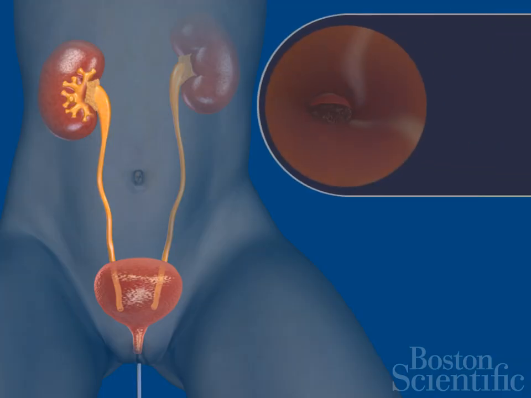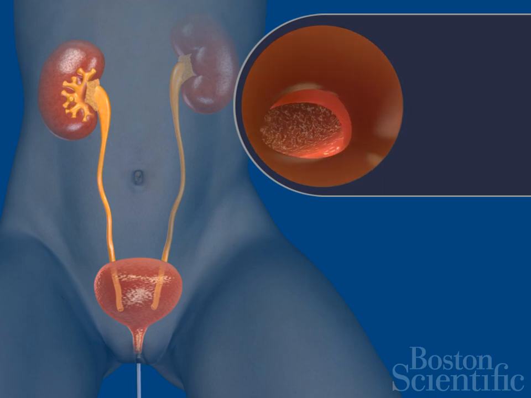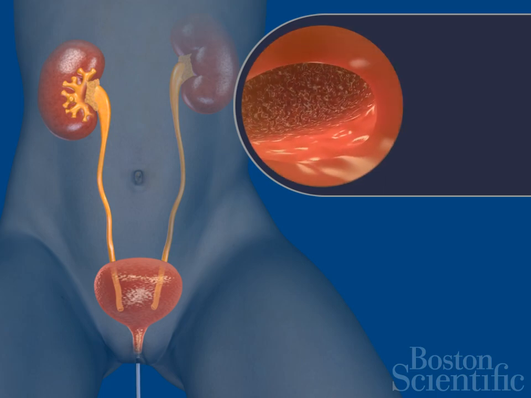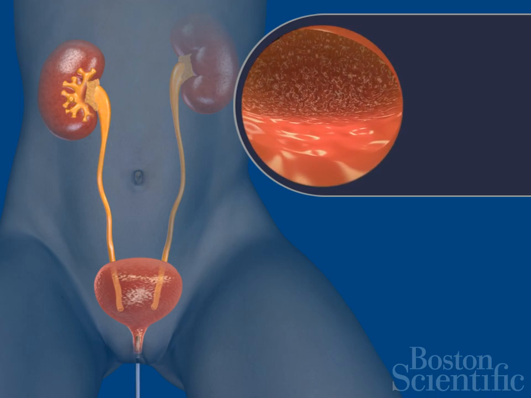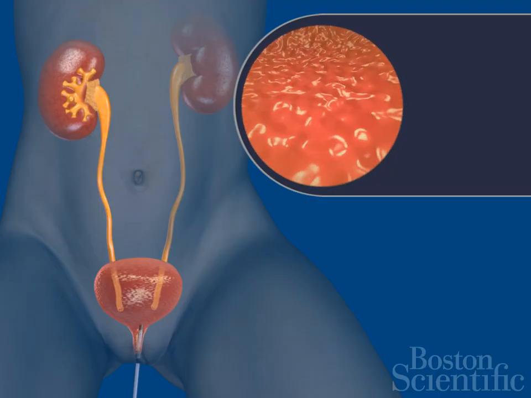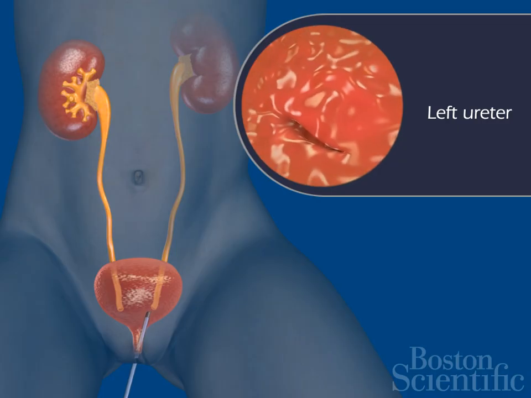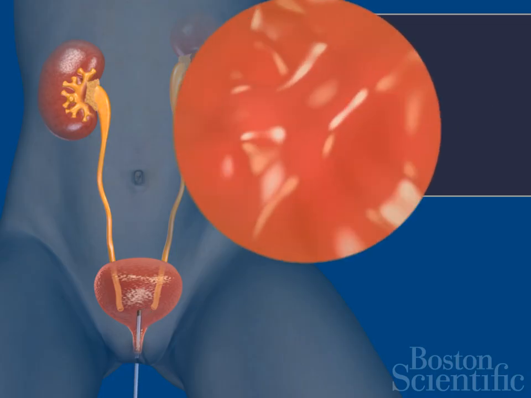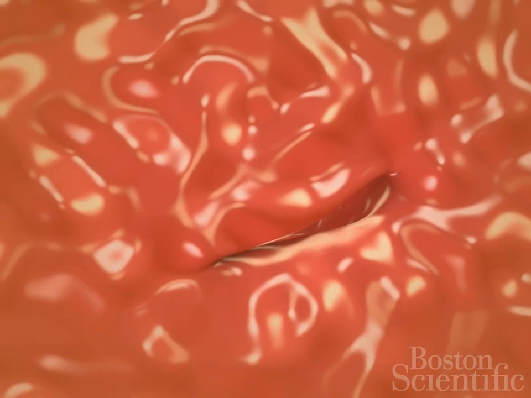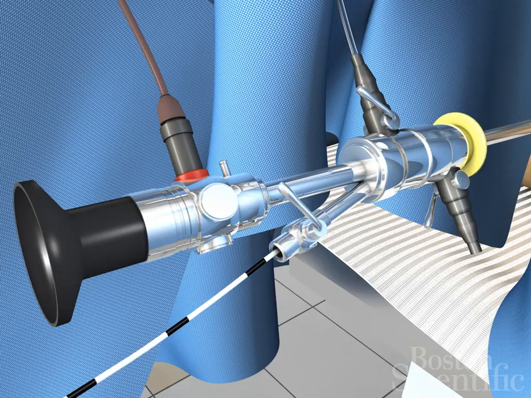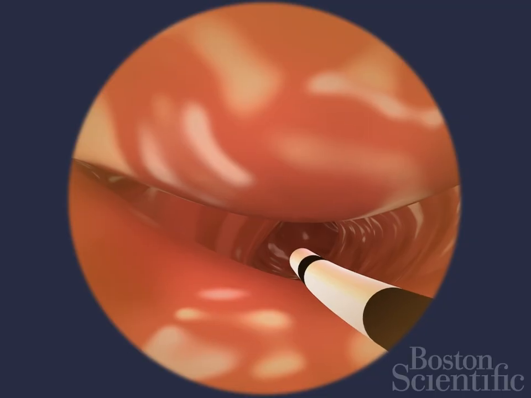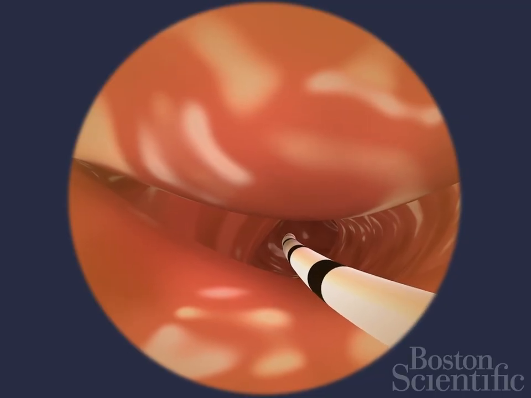Insert the cystoscope. Move the scope into the bladder and identify both ureteral orifices. Advance the ureteral catheter through the cystoscope into the bladder. Guide the catheter into the ureter containing the stone.